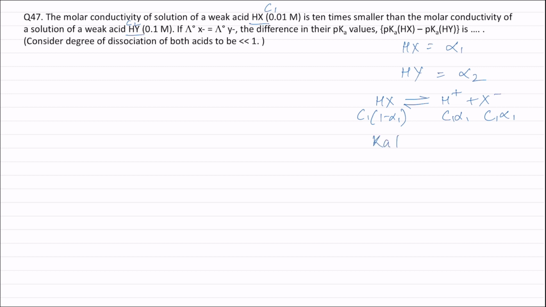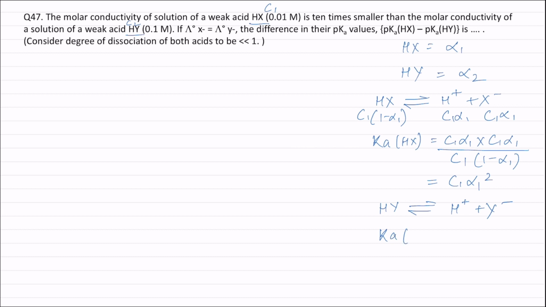Therefore Ka for HX will be equal to C1 alpha 1 into C1 alpha 1 divided by C1 (1 minus alpha 1). Now since the value of alpha is smaller than 1, it can be neglected in the denominator and Ka of HX will be equal to C1 alpha 1 square. Similarly, HY dissociates to form H plus and Y minus ions, and Ka for HY will be equal to C2 alpha 2 square.